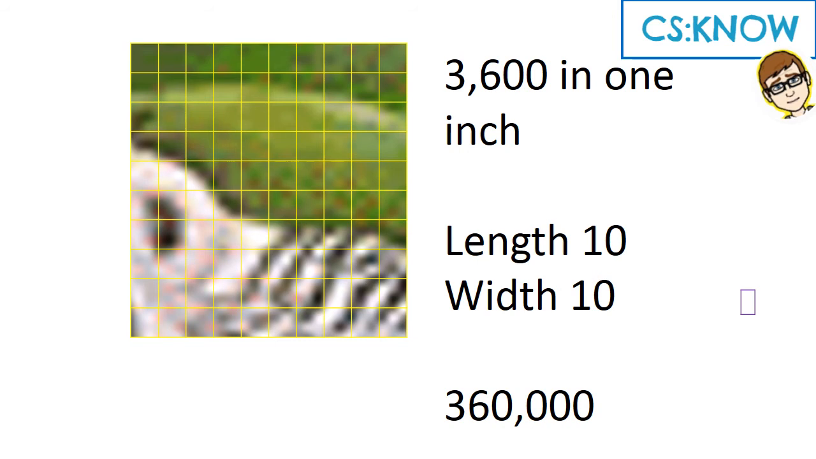If we know how many dots are in 1 inch, we just then times it by the measurements they've given us, such as a length of 10 and a width of 10. In which case, here we just add 2 more zeros on the end.